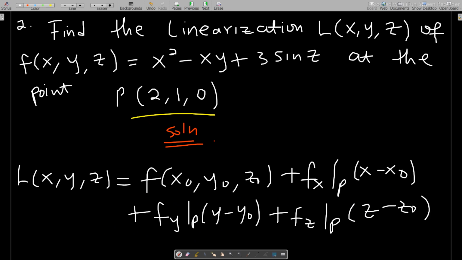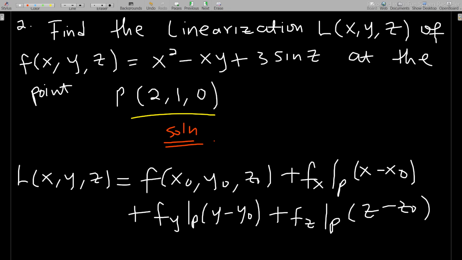Note that this is different from the tangent plane. The last question we solved was about implicit differentiation, but here the function is given. There's no implicit equation here. It's just a function given.